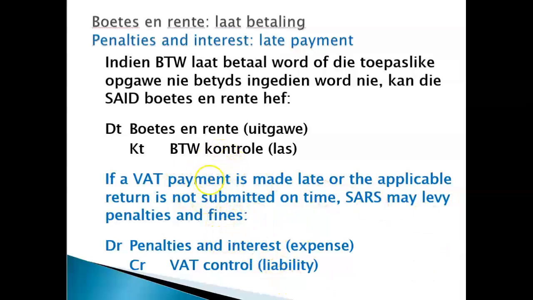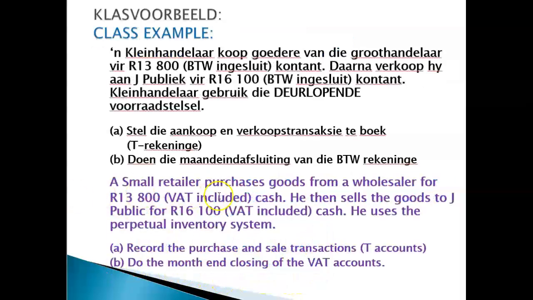Now, if interest or penalties are levied on you, what is the accounting entry? I'm going to debit an expense account, penalties and interest, and I'm going to credit the VAT control account, which is a liability account, with the amount of penalties and interest levied on me.